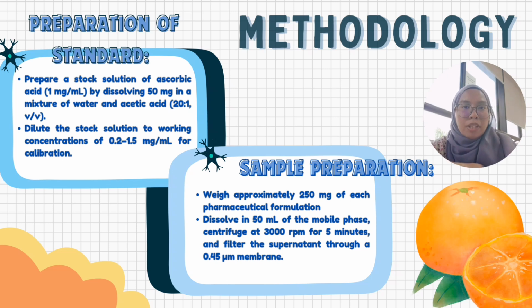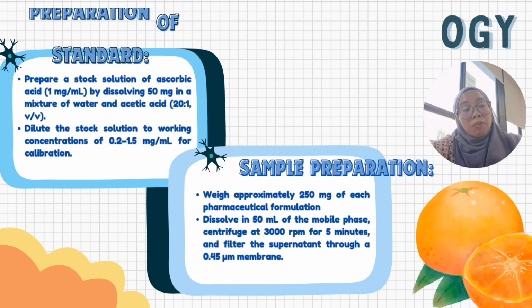And the second one is the sample preparation. We need to weigh approximately 250 mg of each pharmaceutical formulation, for example, tablets and also powders. Lastly, we need to dissolve in 50 ml of the mobile phase, centrifuge at 3000 rpm for 5 minutes, and filter the supernatant through a 0.45 micrometer membrane.